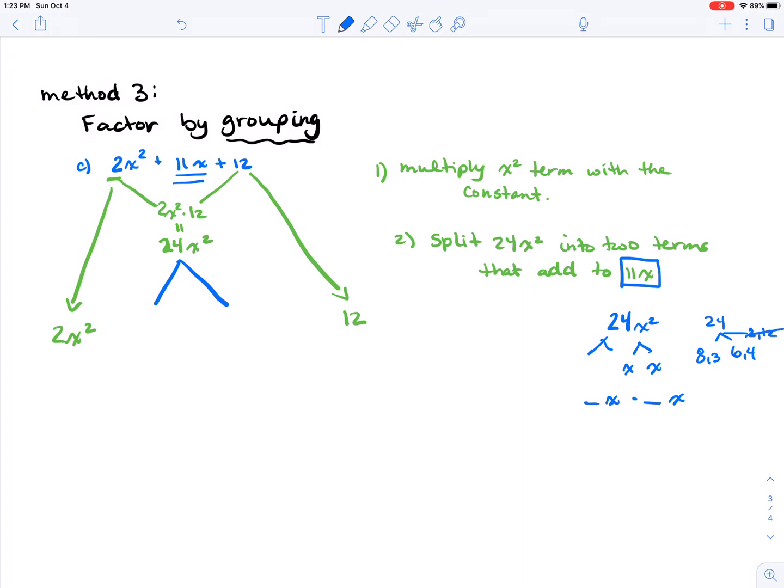Does 2 plus 12 equal 11? No. Does 6 plus 4 equal 11? No. Does 8 plus 3 equal 11? Yes. So that's my winner. So I'm going to do an 8 and a 3. I'm going to break it out into 8x and 3x, and I'm going to add these straight across.